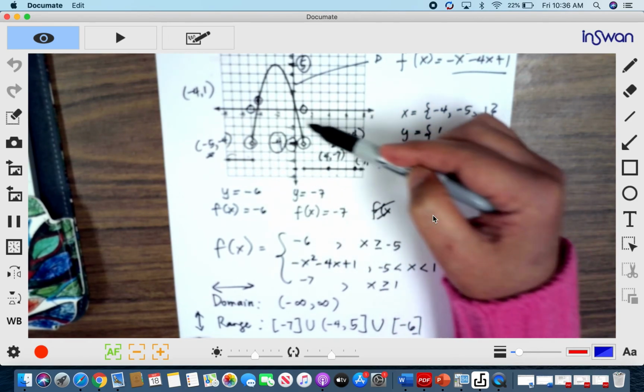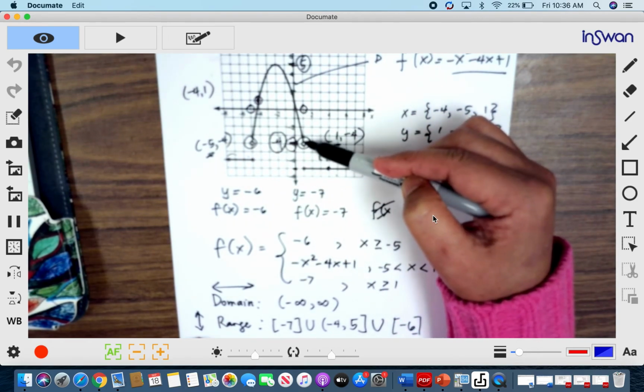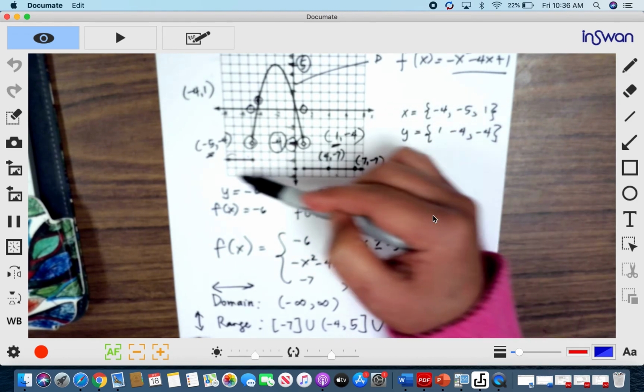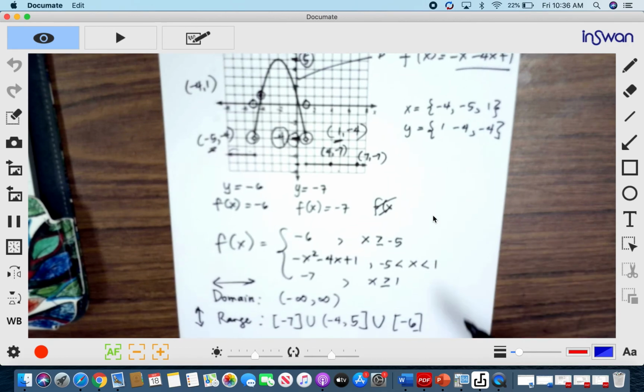included here. This one, I have positive 1 here. It's not included in this area, but it is included here. So it's from negative infinity to positive infinity.